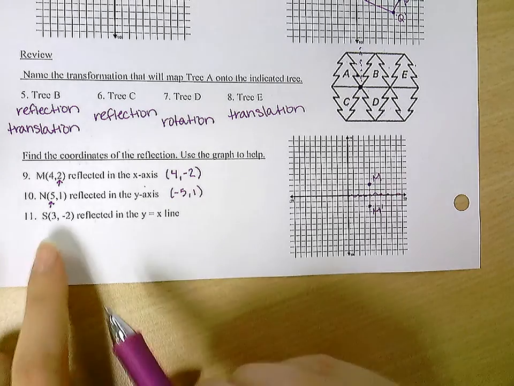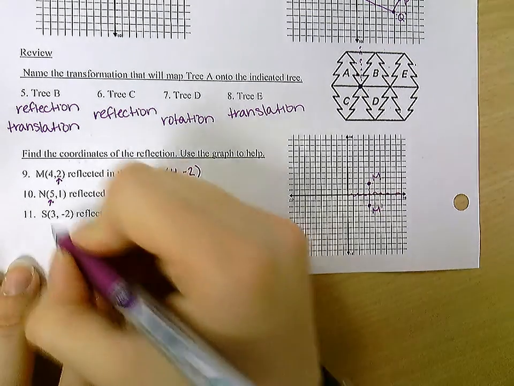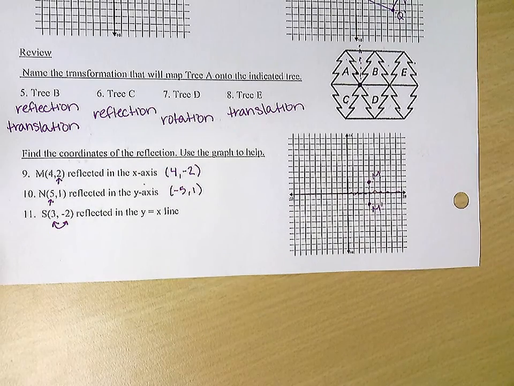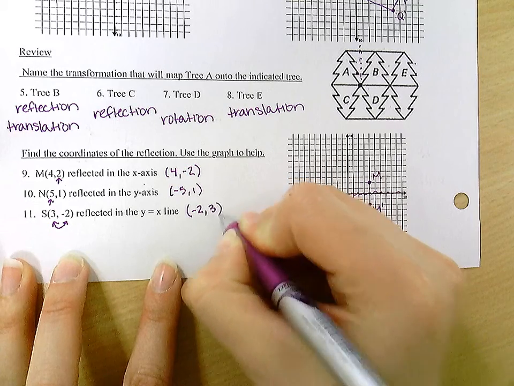For number 11, S is at 3, -2, and we want to reflect in the line y equals x. Do you remember the rule for that one? You flip both of them. You flip the values around, so you interchange x and y when you are reflecting in the y equals x line. Okay, so this would be -2, 3.